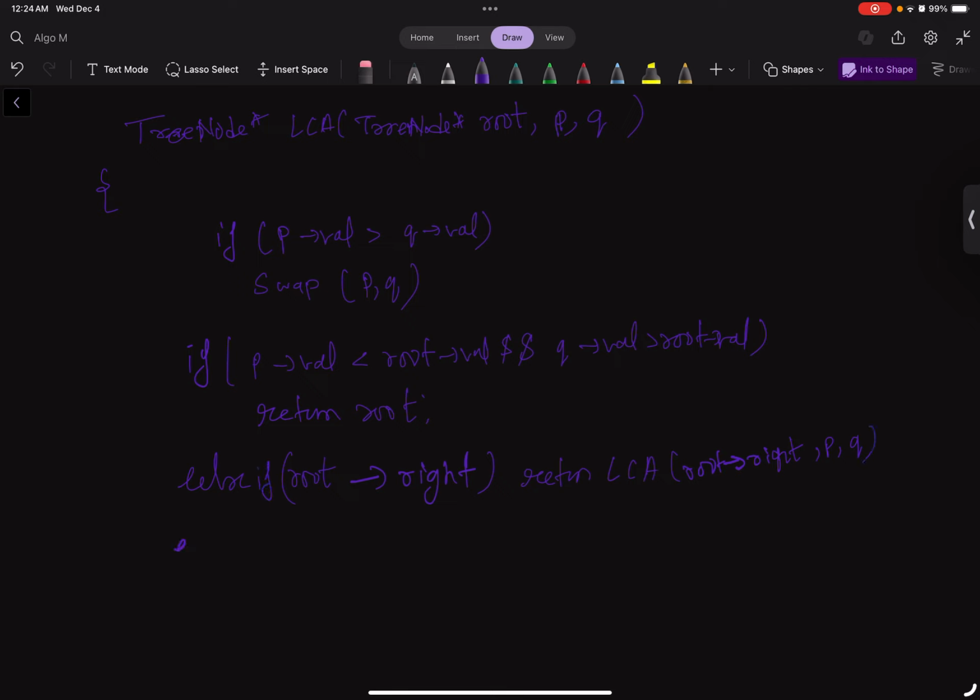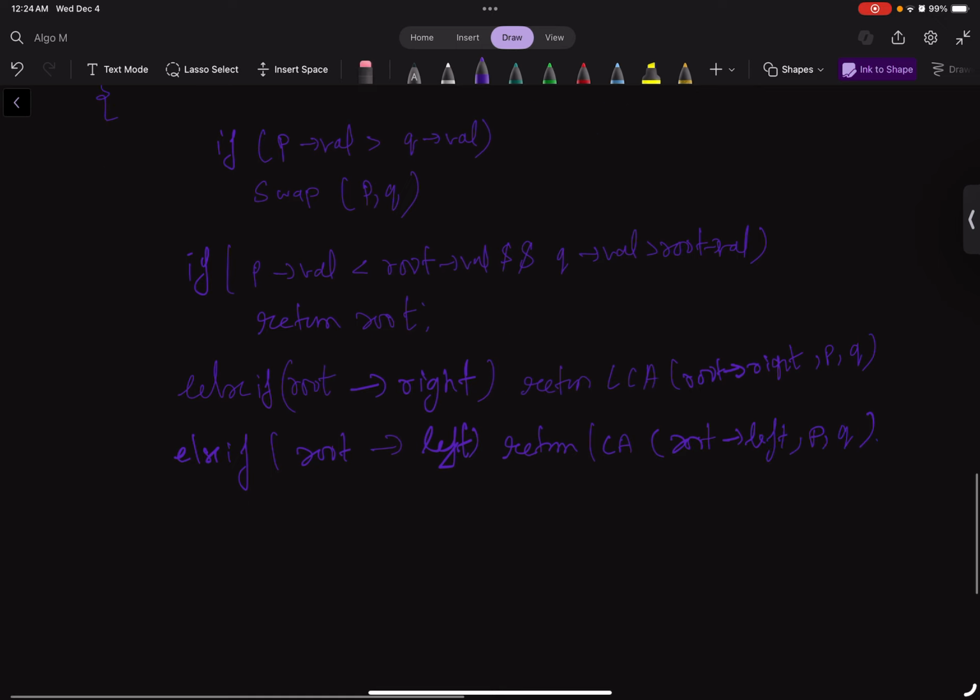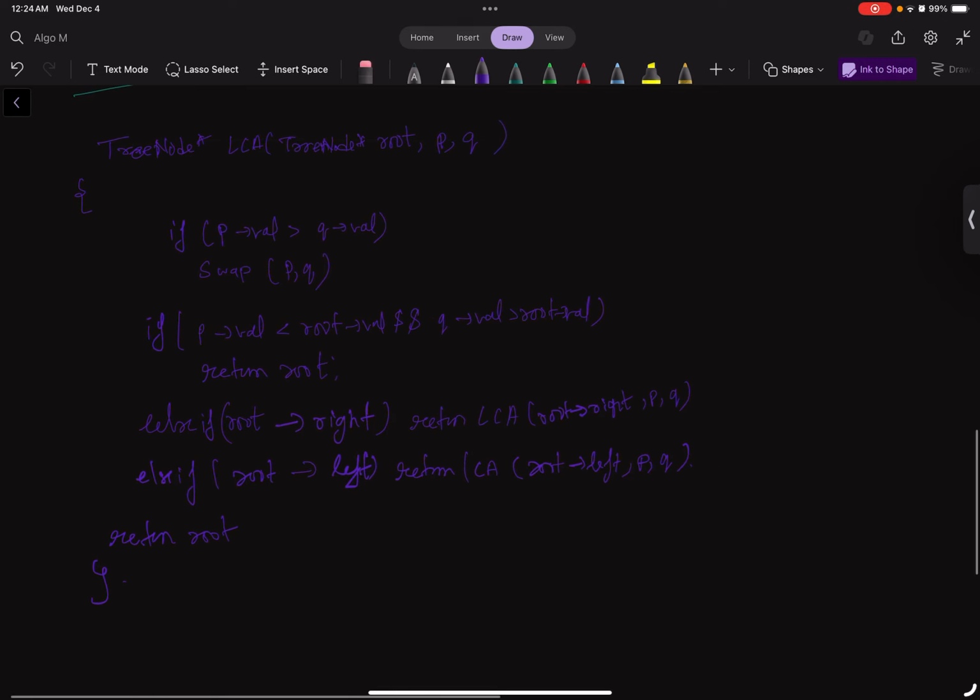And else if root left, return LCA root left P comma Q, and return root. That's it. Yeah, so I guess this should be the solution.